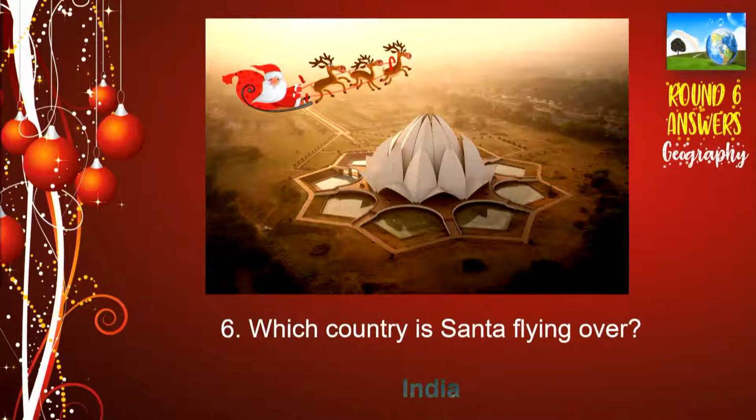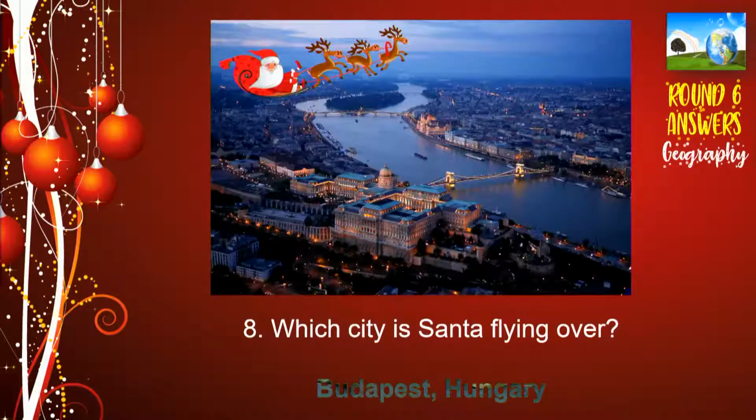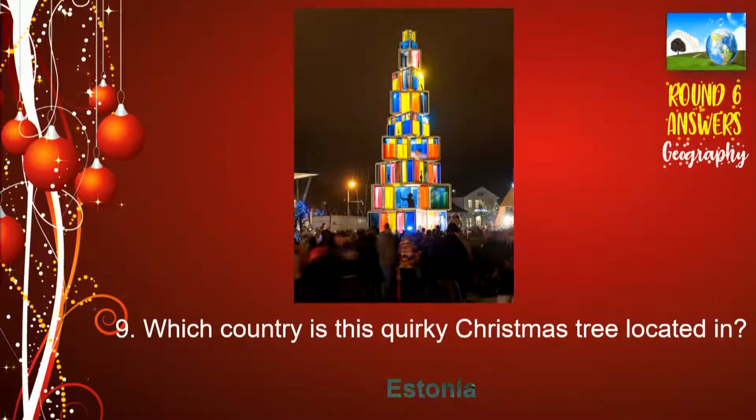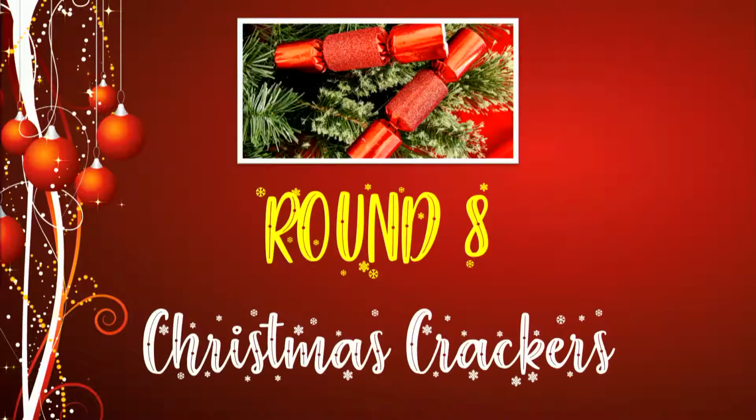Question number 6. Which country is Santa flying over now? It is, of course, India. A lotus kind of flower. Number 7, this beautiful Christmas tree is in Mexico. Question number 8. Which city is Santa flying over? It was Budapest in Hungary. Number 9, this quirky Christmas tree is located in Estonia. I like that. And finally, question number 10. Which English town is Santa flying over? It is, of course, Bedford. Yeah! Bedford!